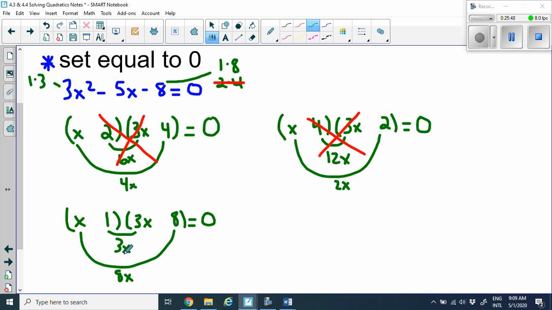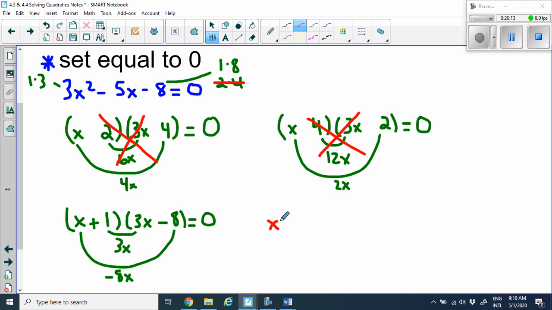Now, in order to get a negative 5x, that means my bigger number, the 8, has to be negative. If I do negative 8x plus 3x, that does give me negative 5x. That means I need to have a subtraction in front of the 8, and addition in front of the 1. And if I do 1 times negative 8, that does give me negative 8. So this works here.